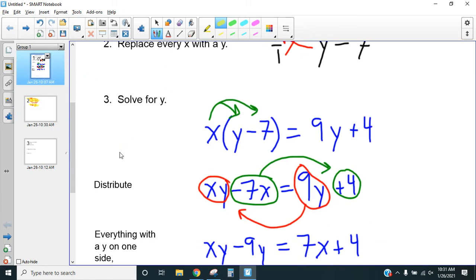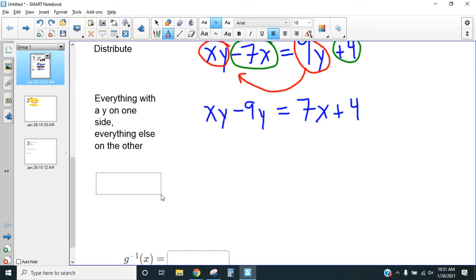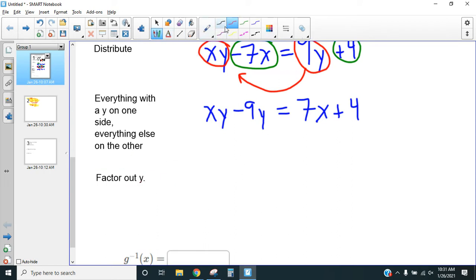So, how many y's do you see? How can we make it so there's only one? Factor it out. Let's go. Very nice. All right, so now let's factor this. Factor out y. Keep going. What's that mean?